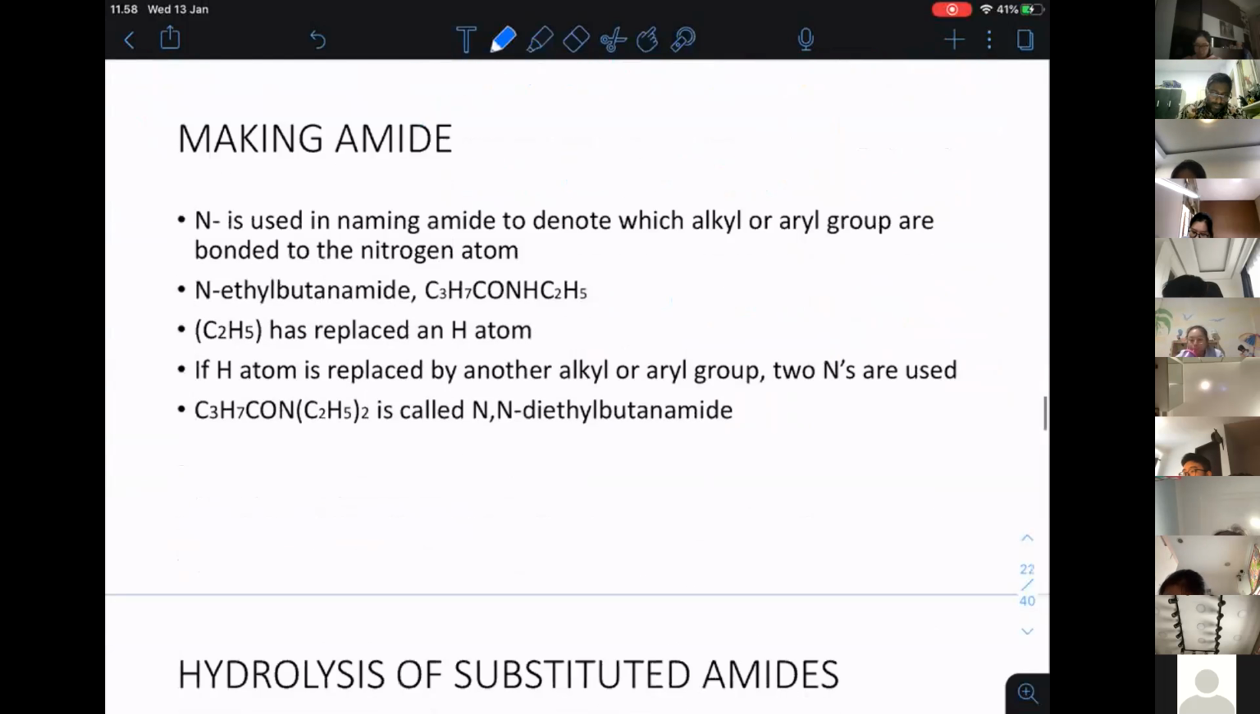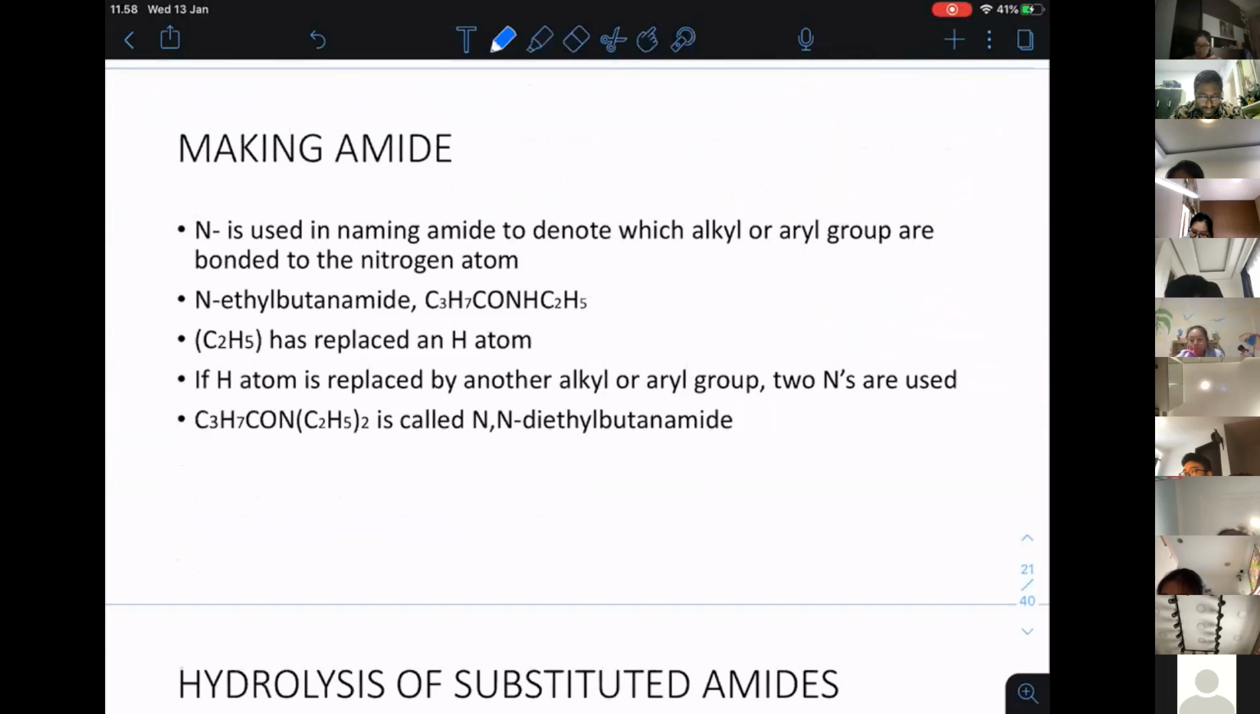Now, N is used to name amides, to denote which alkyl or aryl groups are bonded to the nitrogen atom. This is how to name them. For example, if I have butane amide and you have N-ethyl, the nitrogen is going to be bonded to the ethyl.